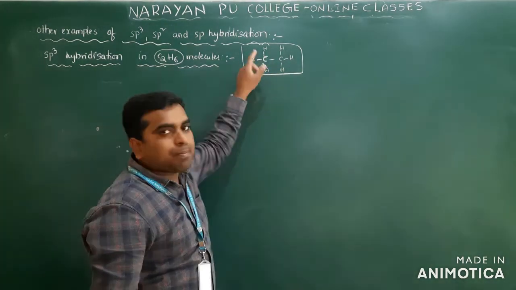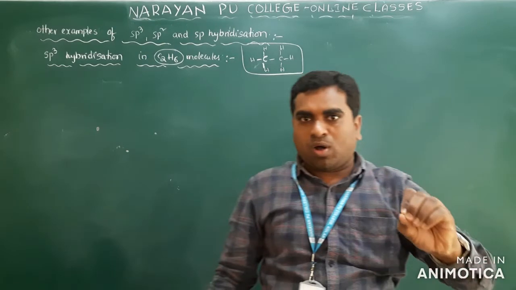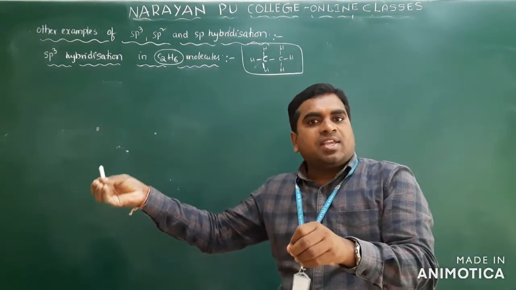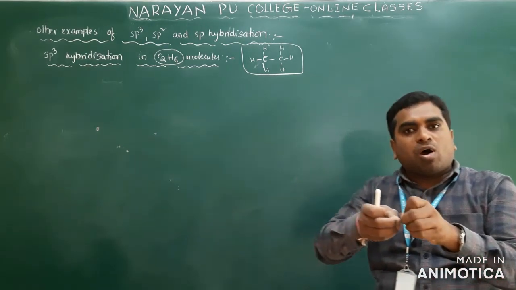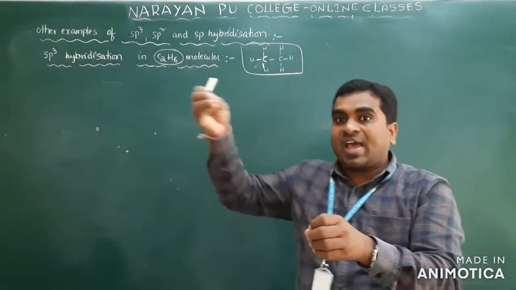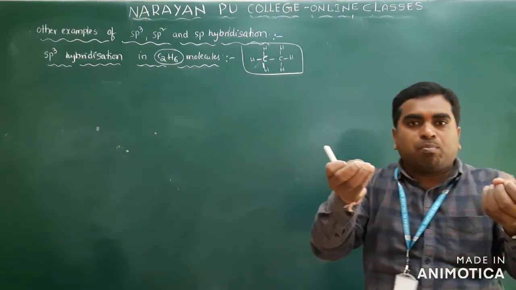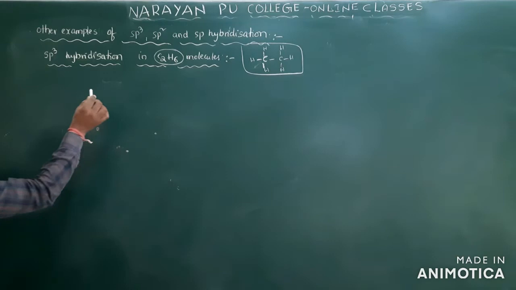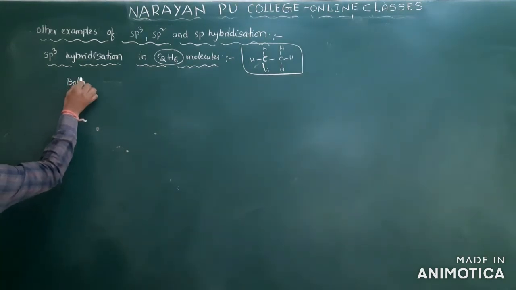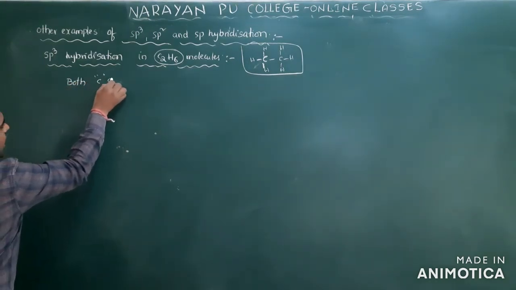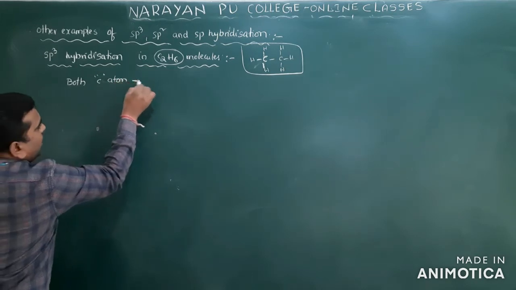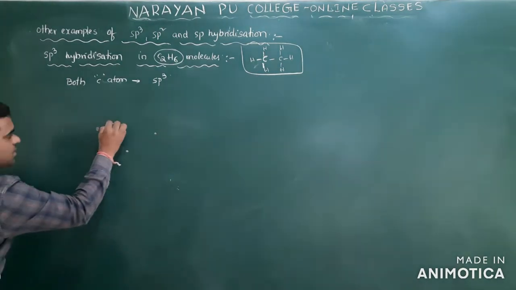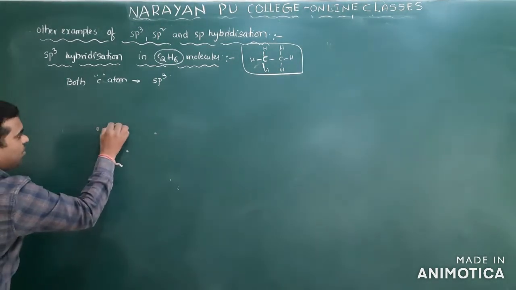Clear? So one sp3 hybridized orbital of one carbon overlaps with one sp3 hybridized orbital of the other carbon and forms one bond. Simple. So both carbon atoms undergo which hybridization? sp3 hybridization. I will write it here, one carbon with sp3 hybridization, and the central carbon will be there.